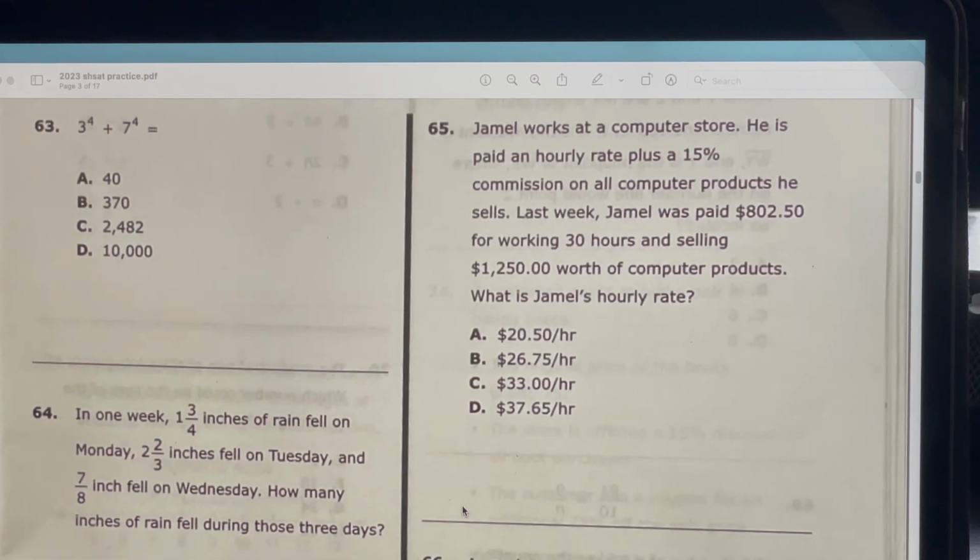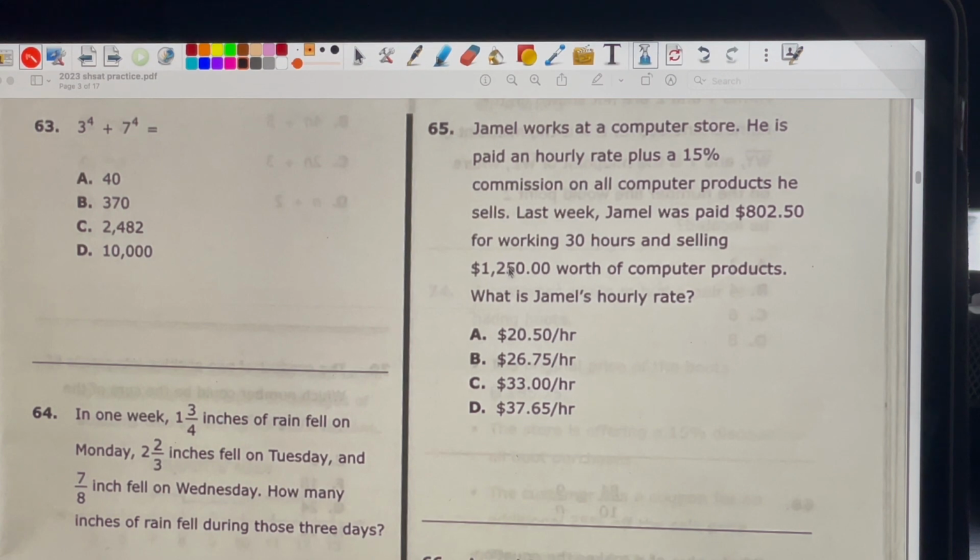Works on a computer. He has an hourly rate plus a 15% commission. Last week, he was paid $802 for working 30 hours and selling $1,250 worth of computer product. What is his hourly rate?